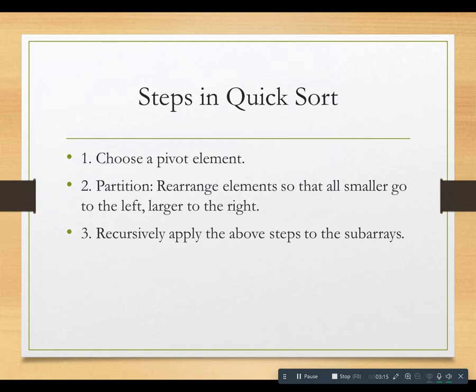After selection of the pivot is done, we partition the array into two halves. We rearrange elements so that all the smaller elements go to the left half and larger ones to the right. That I have already told you. Now in each of these two halves, we recursively apply the quicksort procedure and sort the subarrays until we get the desired results.